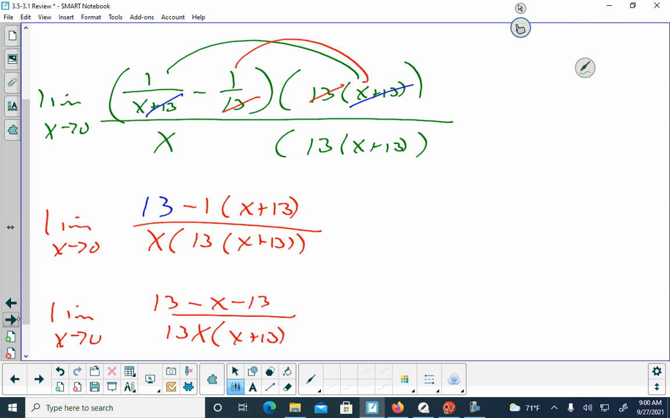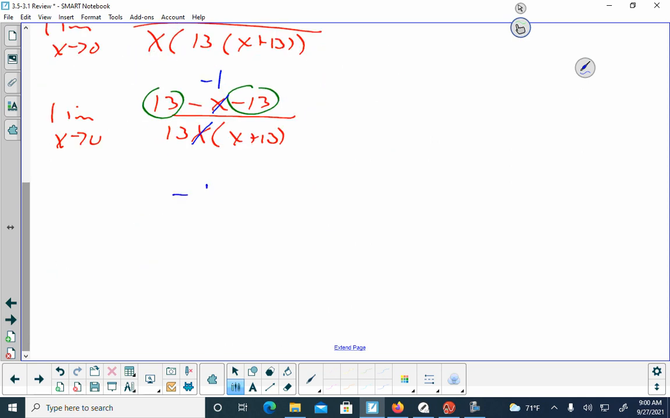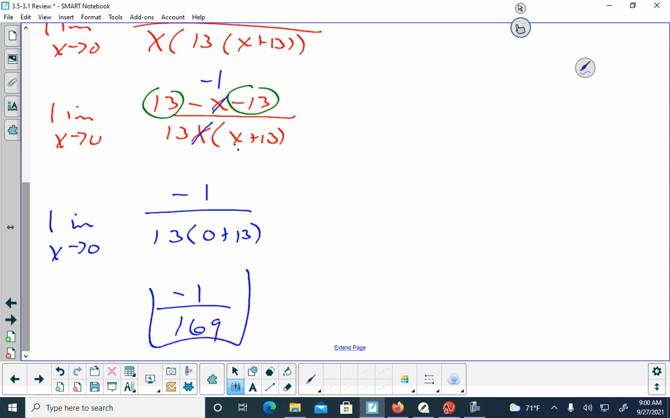Now in the numerator, the 13 plus the -13 is equal to 0. Then the negative x and the positive x will simplify, and the whole numerator is going to be left as -1. So I'm going to have -1 over 13. And then remember, still taking the limit as x approaches 0. So in place of this x, I'm going to write 0. So I'm going to have 13 times 13, so 169. And that is my limit.